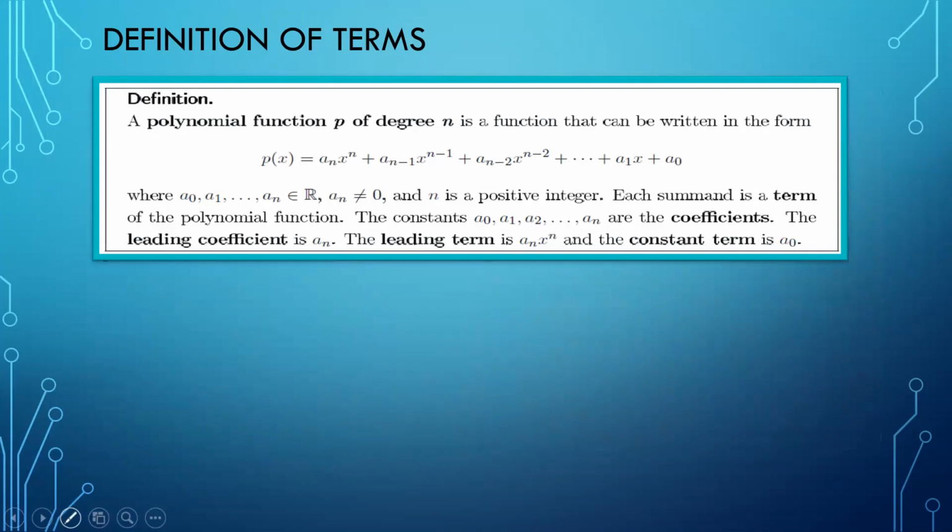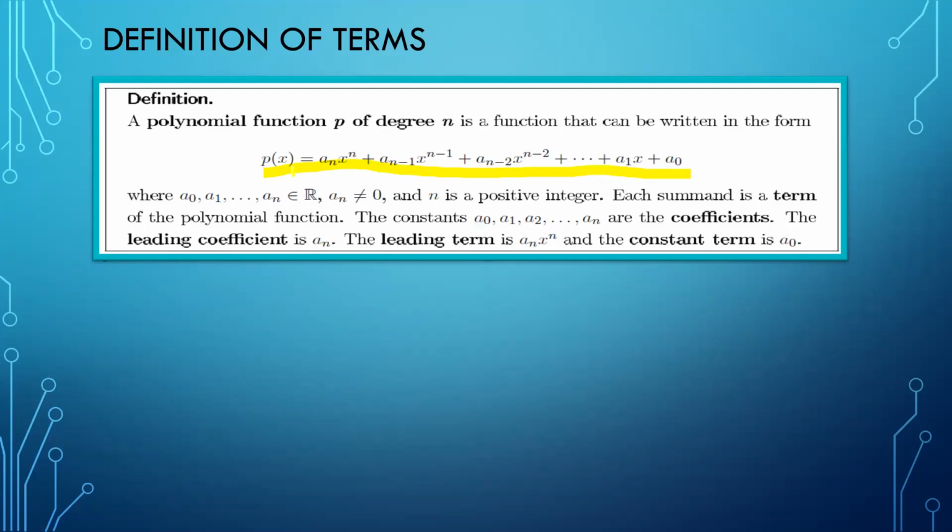Next, we have here the definition of a polynomial function. A polynomial function p of degree n is a function that can be written in this form, where a sub 0 to a sub n are elements of the real numbers, a sub n is not equal to 0, and n is a positive integer.